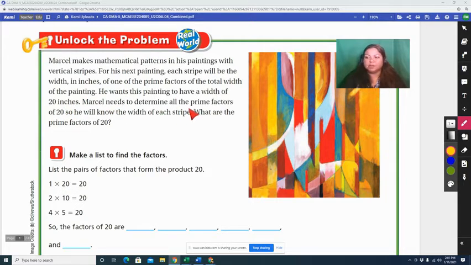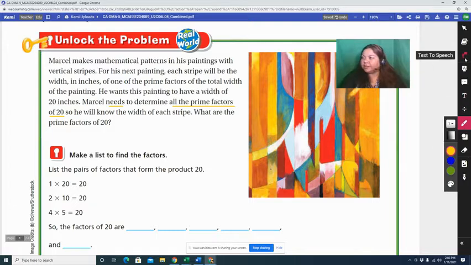Marcel needs to determine all the prime factors of 20. And so this is what he's trying to find. This is what he needs. He needs to determine all the prime factors of 20, so he will know the width of each stripe. And now the question is, what are we trying to find?